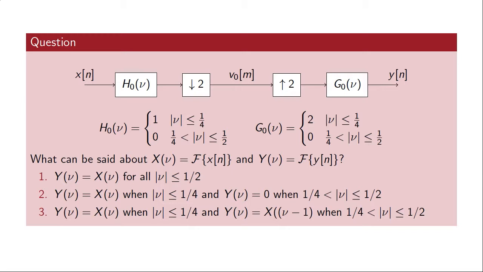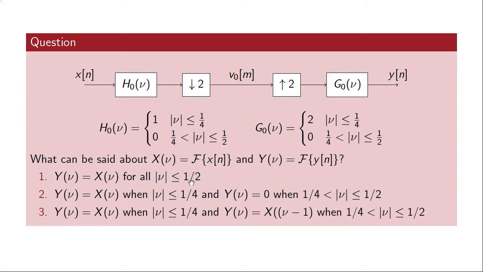So if we build this explicit system that was shown in the previous picture, so we have a proper decimation circuit followed by a proper interpolation circuit, then what can we say about the relation between x of n and y of n in terms of the discrete time Fourier transform? So can we say that the discrete time Fourier transform of the output sequence y of n is equal to the discrete time Fourier transform of the input sequence x of n for all frequencies?